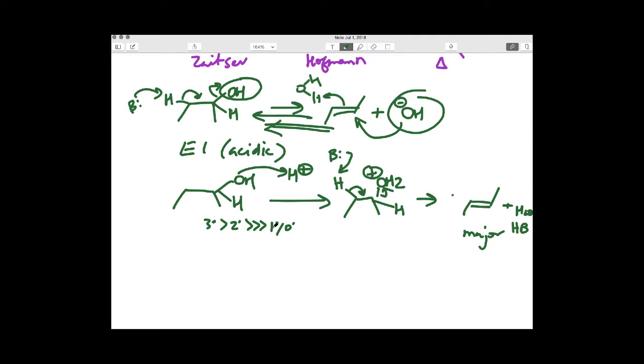If you had a primary or methyl hydroxyl group, like let's say it was on the end of a chain, like pentanol, 1-pentanol, this would not be the best way to do it because that's a primary alcohol. So there are other methods of getting this OH group off of here. If it's primary or methyl, there are other methods, and we will learn those this quarter.